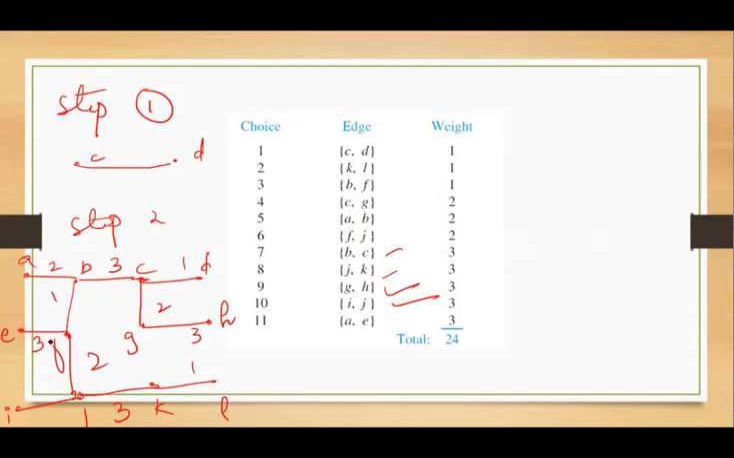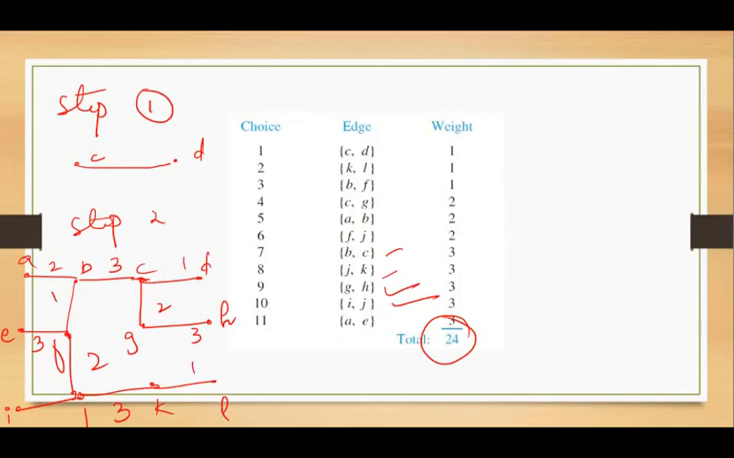Now if you notice, for both of them the total weight is 24. For Prim's we got the weight as 24, and for Kruskal's we are also getting the weight 24. So both of them are giving the same answers, just the method that we are using is different.